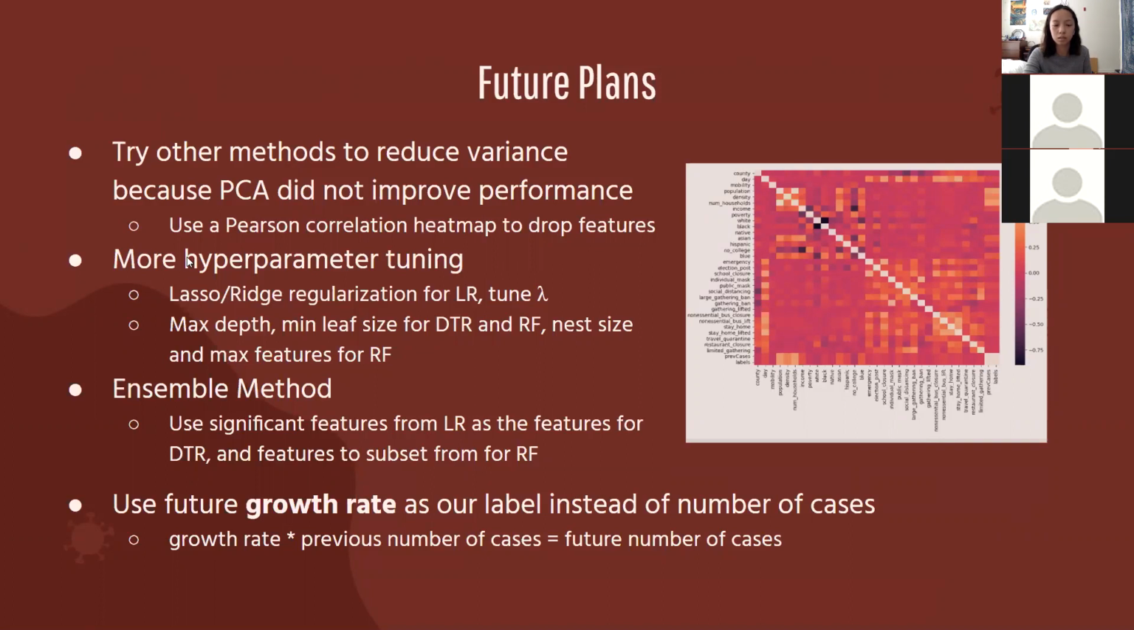And lastly, we're thinking of using future COVID-19 growth rate as our label instead of number of cases. To predict the future number of cases, we can multiply our growth rate by the previous number of cases in order to get the number of future cases.